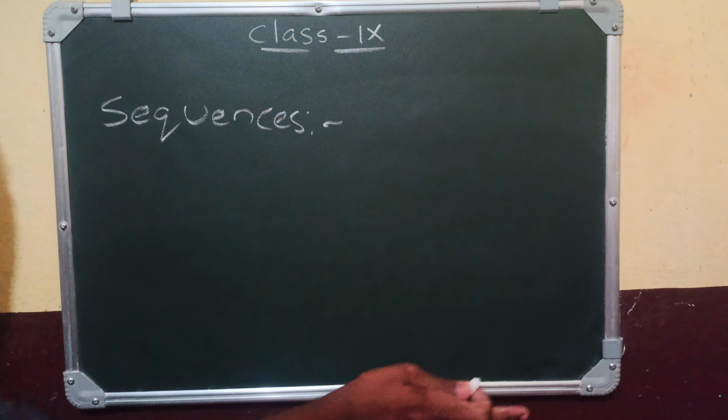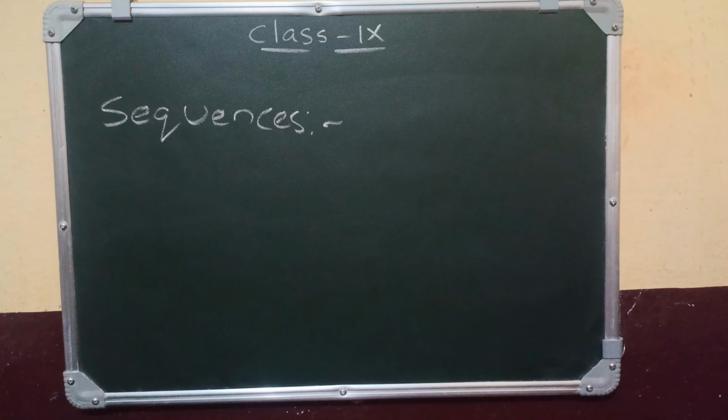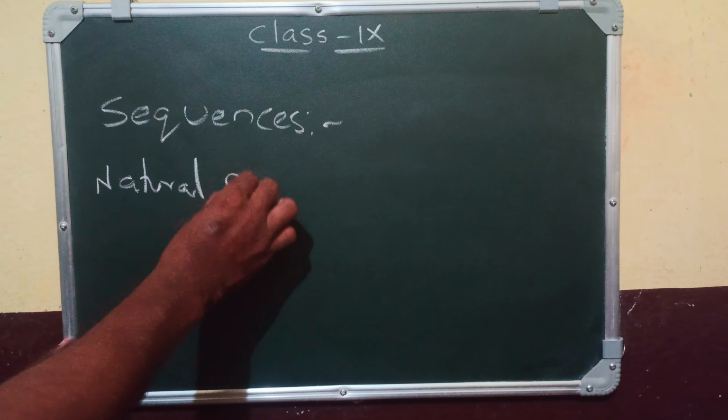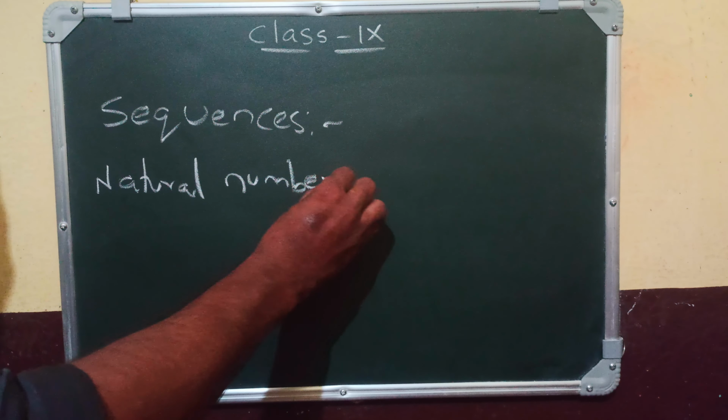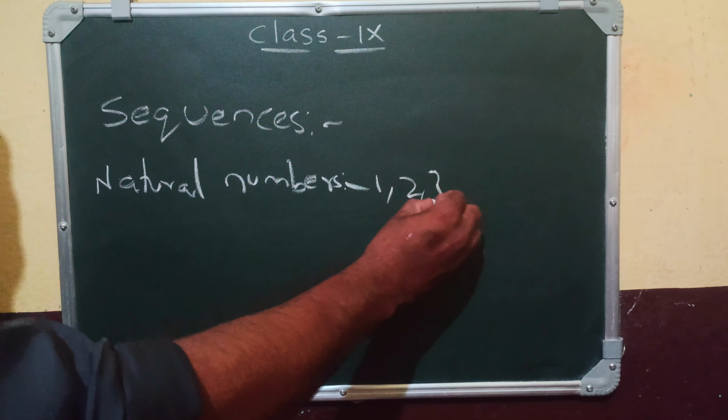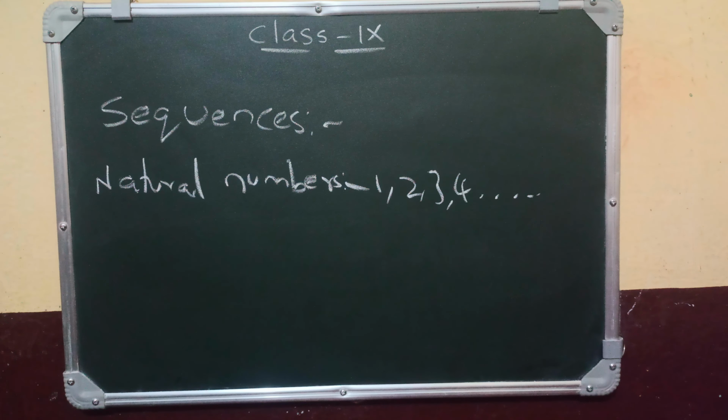For example, we'll get the sequences of natural numbers, whole numbers, integers, even numbers, odd numbers, and different kinds of numbers. Here, in this chapter of exploring sequences and progressions, we have natural numbers. Generally, we all know about the natural numbers, which start from 1, 2, 3, 4 and keep on continuing. That is called natural numbers.